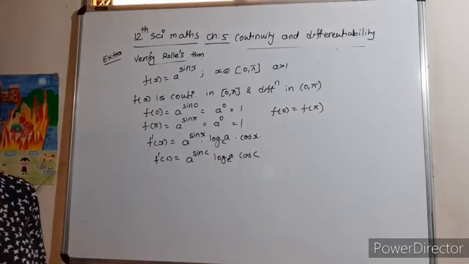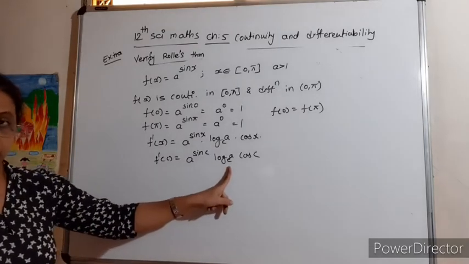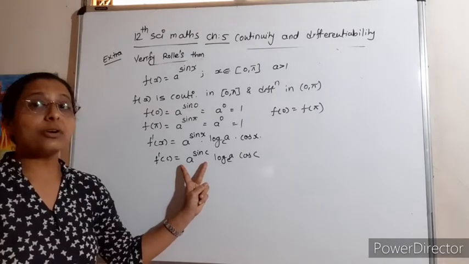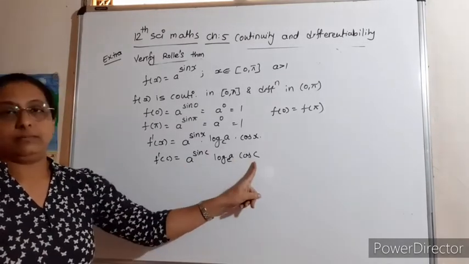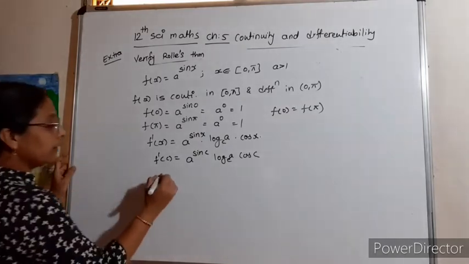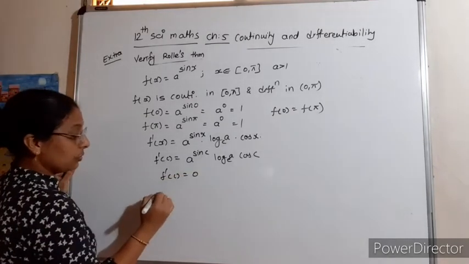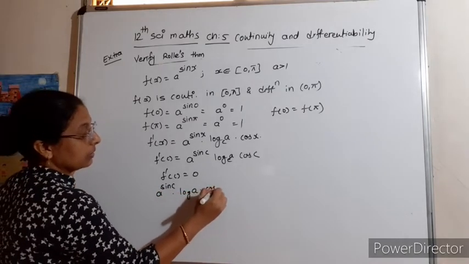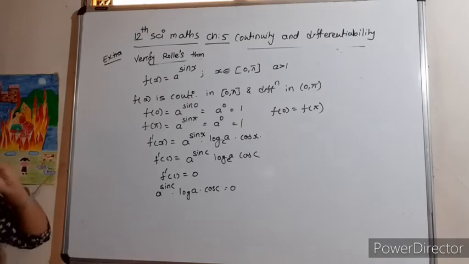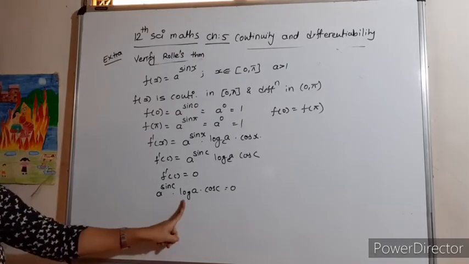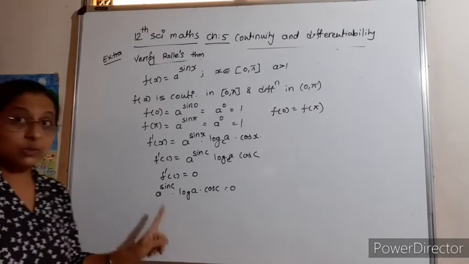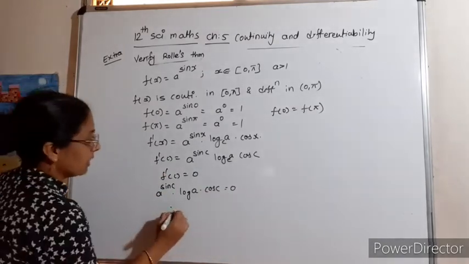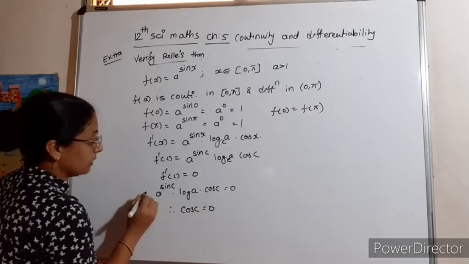Okay. Now what? Log a is not 0. This is the function which is exponent, so it is also not 0. तो फिर 0 क्या होगा? ये, right? So what we apply here? f dash c is 0, a raised to sin c log a cos c equal to 0. Log a is not 0. This is not 0. Exponent में कभी भी 0 नहीं होता. So what is 0? Cos c is 0. So now we can say that cos c is equal to 0.